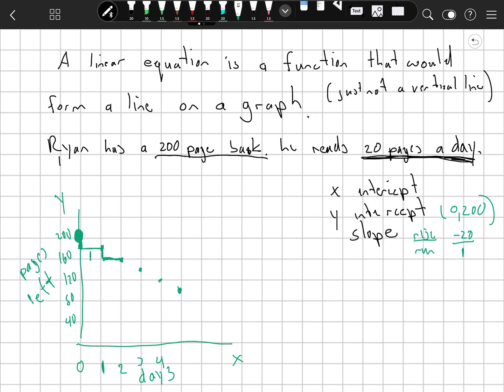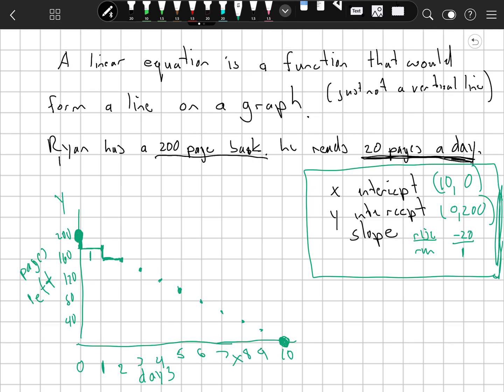Okay, last thing is the X-intercept, and we can find that this time by extending our graph here and determining what that number is right there. So it looks like this is 5, 6, 7, 8, 9, 10. So after 10 days, he is finished with the book. Yet again, another important landmark there, the X-intercept. It gives us how many days until he's completed all of the pages. So these are our three identifying features in a linear equation. They're really important.